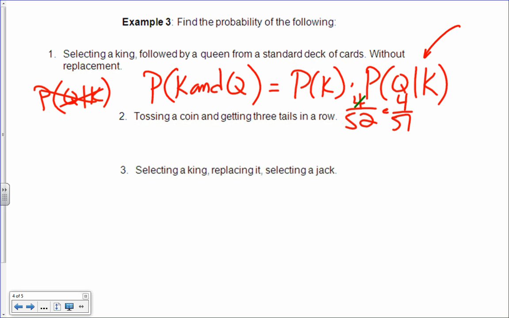Okay. So this is just, what, 1 out of 13, right? So in other words, 1 times 4 is 4. Anybody got 13 times 51 figured out yet? What is it? 663? Yep.